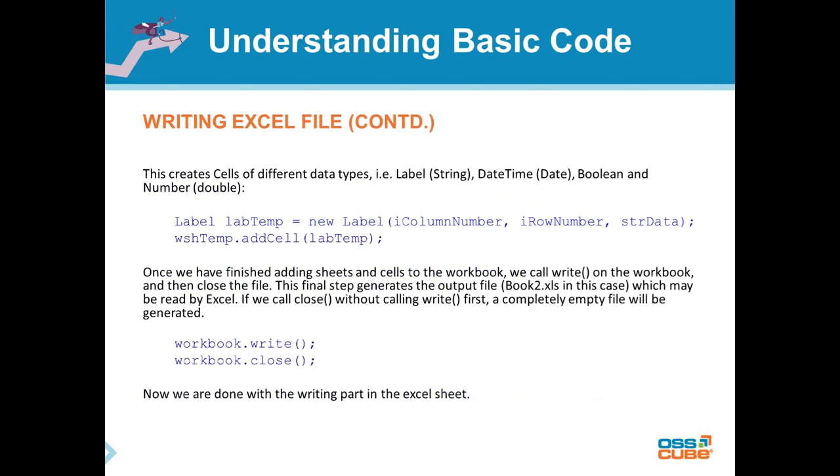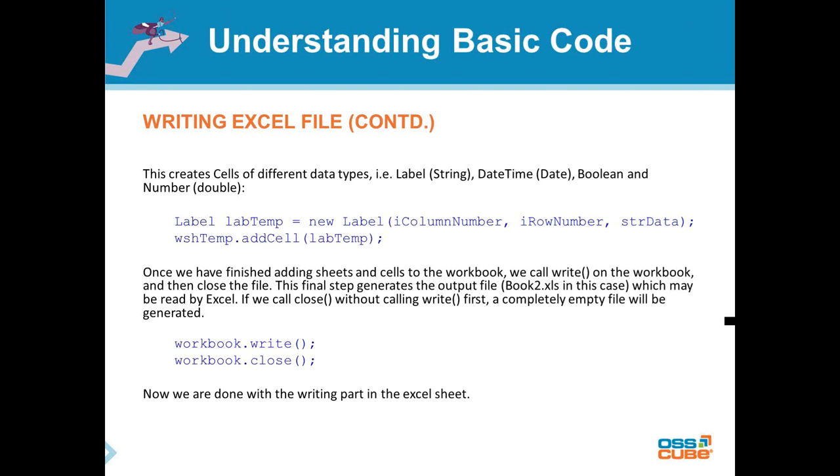once we have accessed the writable workbook and writable sheet, we are going to access the cell. So cell can be of different data types. So these data types can be label, date time, boolean, number, etc. So I'm going to write pass and fail, and that will be a string. So I'm going to use label here. So I'm just creating the object of that label and passing the row number and column number and the string data, which can be pass and fail in that case.